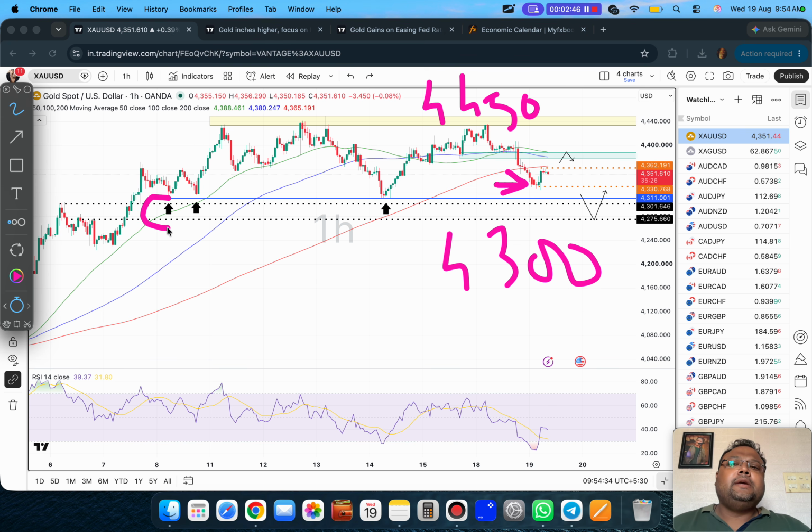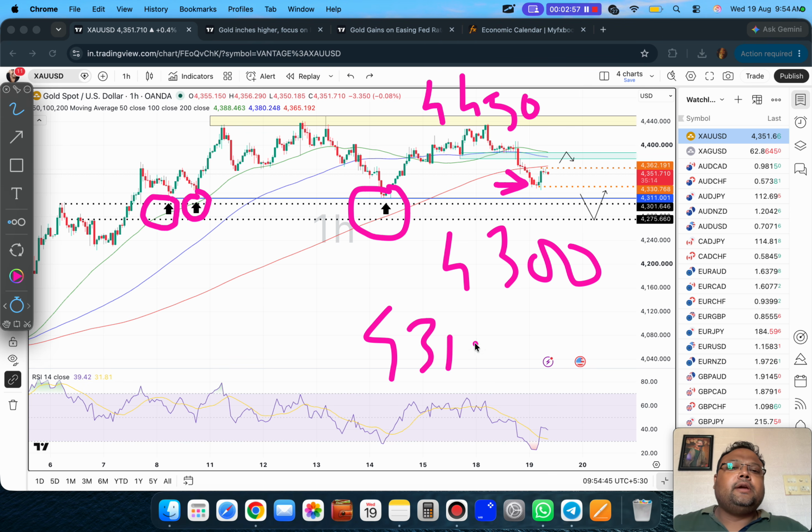Why? First of all, the support has been tested 3 times already. Not 4300 precisely, but 4310. This particular zone has been tested thrice already. So the institutions know very well that they have lots of buying orders around this area. As a result, there is a possibility of a liquidity grab. So what I feel is that the market may go to the 4290 or 4285 area and then the market may come up.